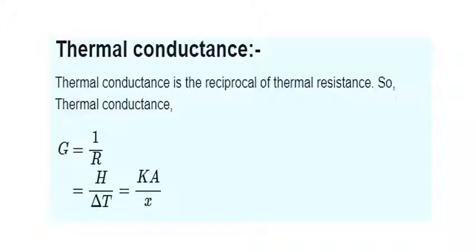Thermal conductance. It is the reciprocal of thermal resistance. Mathematically denoted by capital G, it will be equal to 1 by R, or you can say H divided by delta T, or K into A upon X.